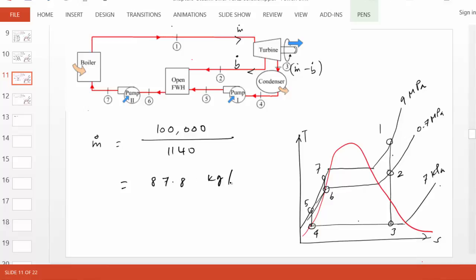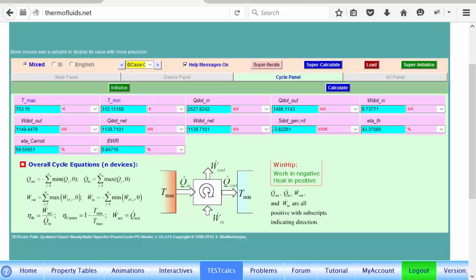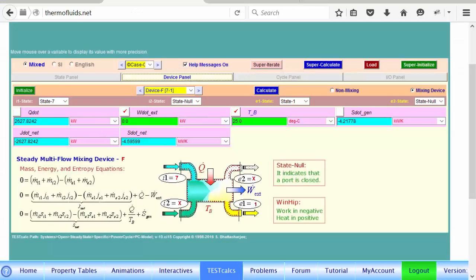87.8 kg per second. So if you scale up the whole system, saying that the mass flowing through the boiler is 87.8 kg per second, then we'll produce 100,000 kilowatt, which is 100 megawatt. Also, we can very easily calculate the thermal efficiency of the cycle because we already know the net power. We know what is Q dot in, and that turns out to be 43.37%.